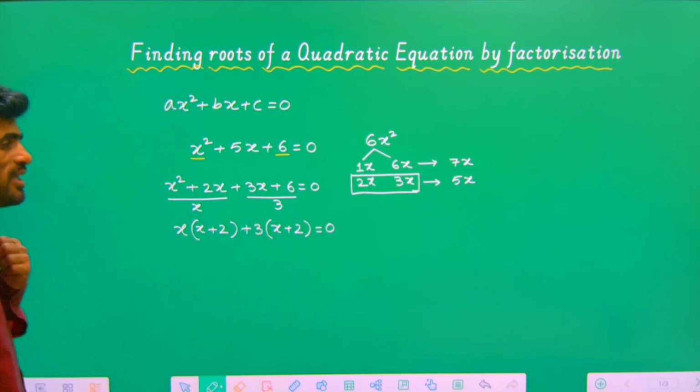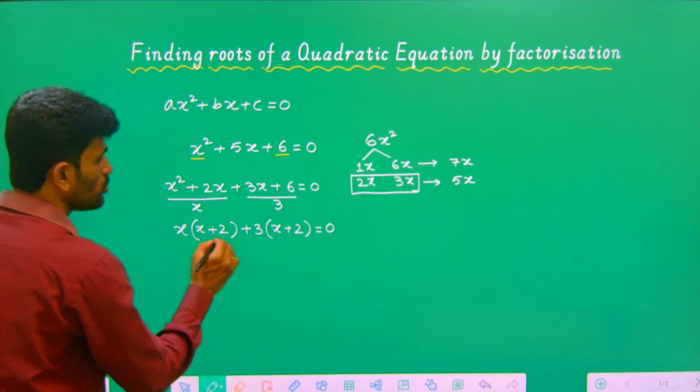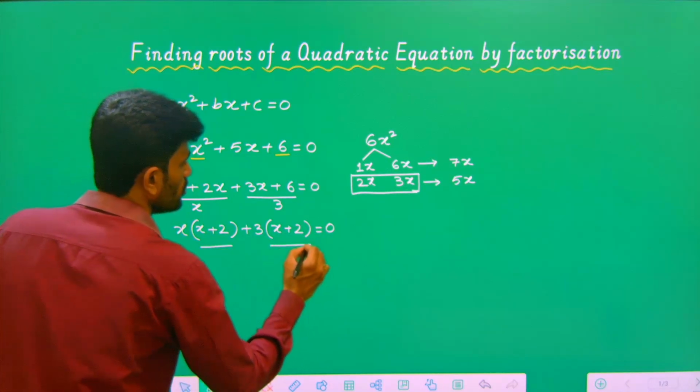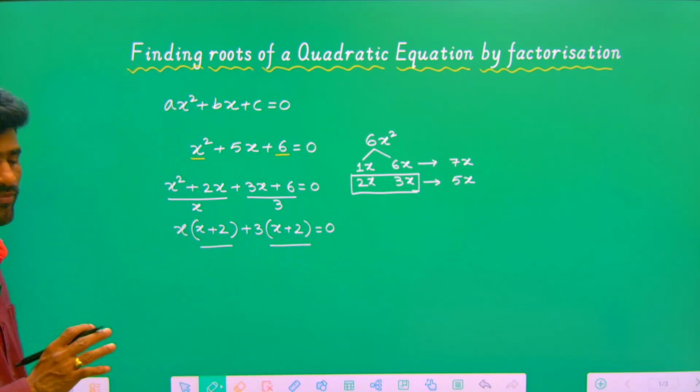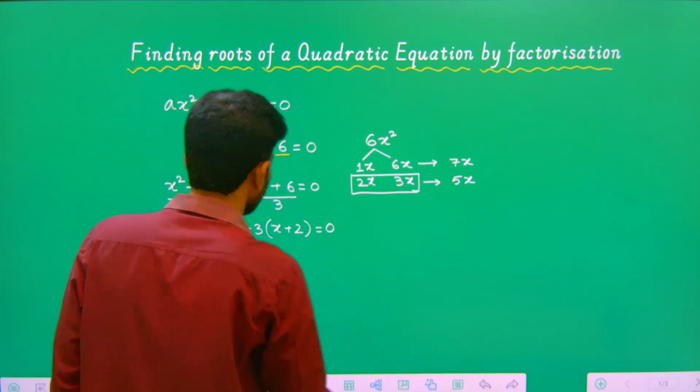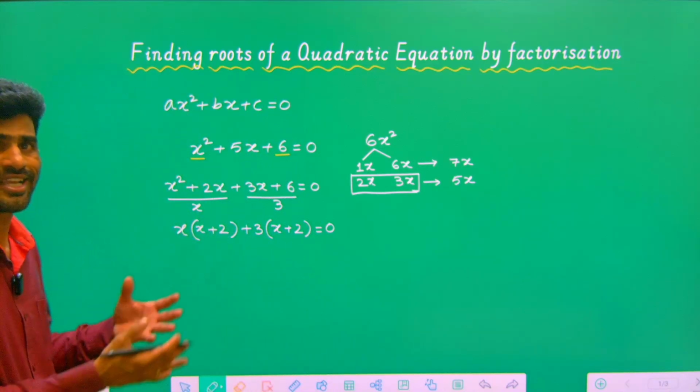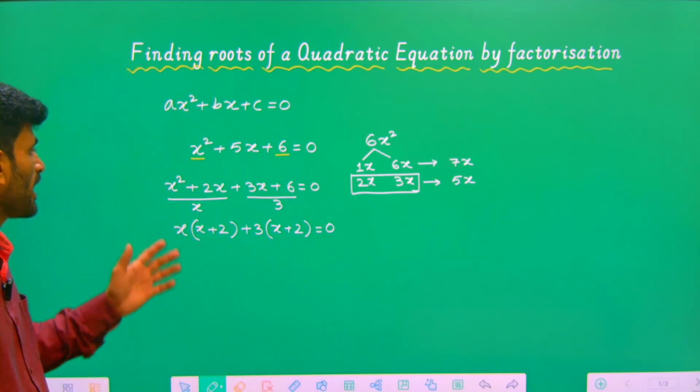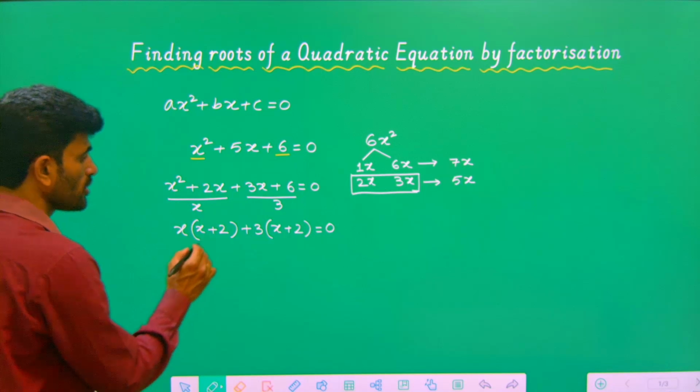You can observe one thing here. These two are the same again. You have to get these two the same within the brackets. If you are not getting the same, somewhere you went wrong, you have to recheck it again. You have to go back and recheck where you went wrong. So these two are the same.